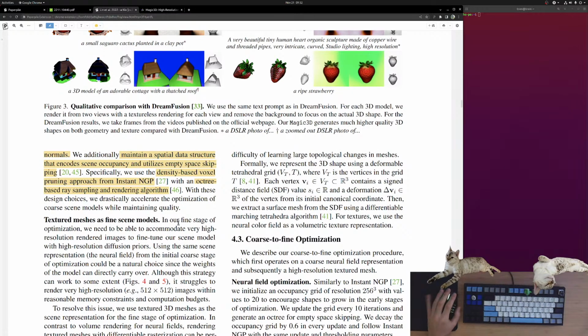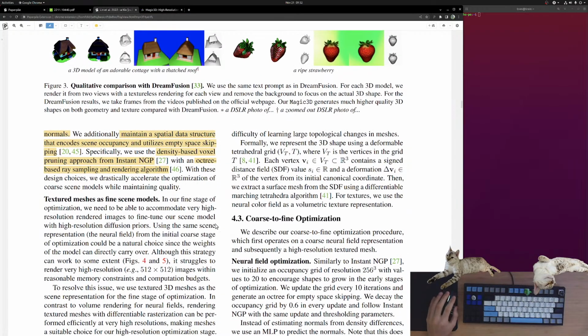In our fine stage of optimization, we need to be able to accommodate very high resolution rendered images to fine-tune our scene model with high resolution diffusion priors. Struggles with very high resolution images.